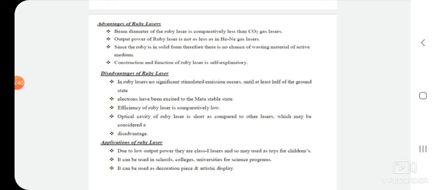Okay, it's all about the ruby laser, in which we discussed its construction, its operation, its energy level diagram, advantages, disadvantages, and applications of ruby laser.